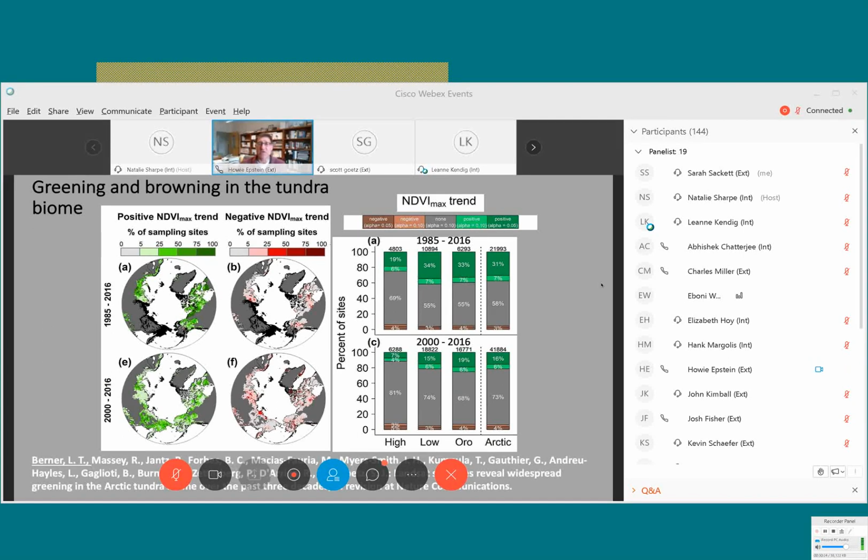on your time frame. That's another key result here, that if you change the time frame from the full length of the record to the more recent record, there are fewer locations around the tundra that have experienced greening over that period of time. Next slide.